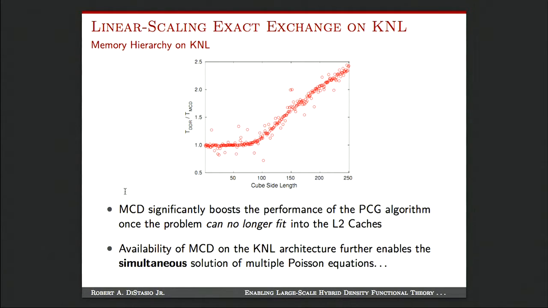So if you look here, making the problem larger and larger, at the time to solution if you just use the DDR versus the time to solution if you just use MCD, this is in flat mode, you see that the presence of MCD really significantly boosts the performance of the algorithm once you can no longer fit inside of L2 cache. Our problem fits inside of L2 cache for a single Poisson. Once your problem gets too big, about right here is where the L2 cache limit is. Now, of course, MCDRAM is giving you a big speedup. So it's the fact that MCDRAM is present on the KNL that's going to allow us to do this solution of solving multiple Poisson equations simultaneously.